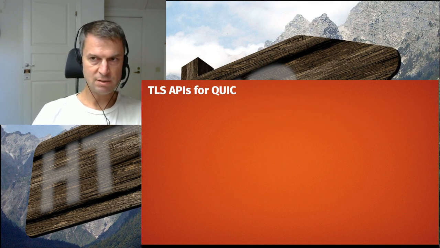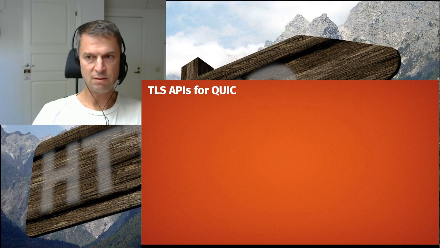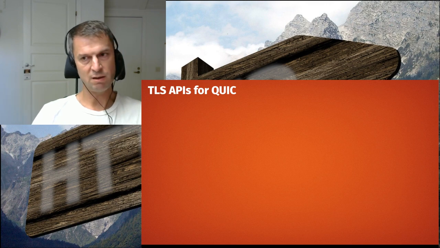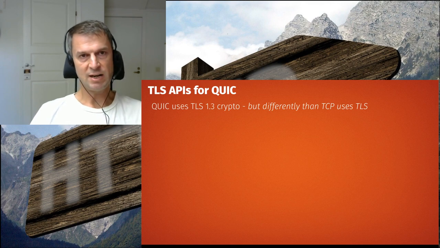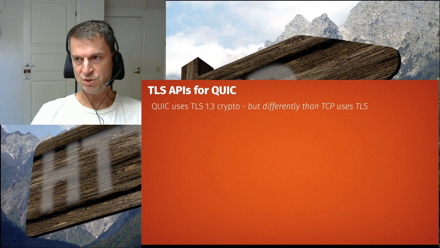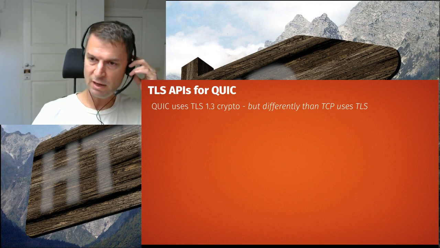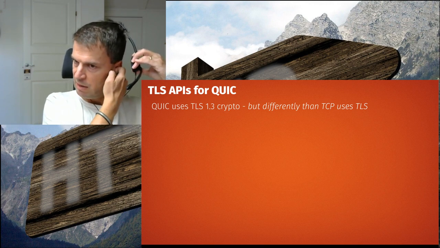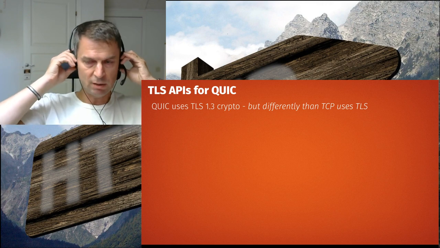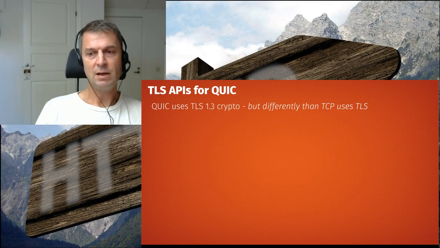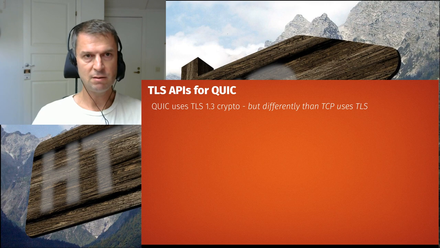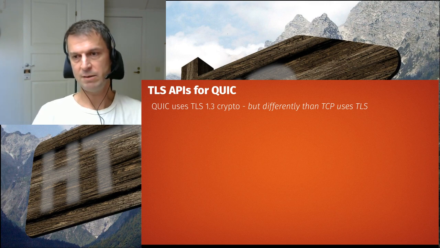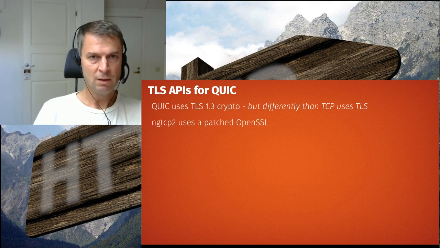So then let me emphasize the TLS APIs for QUIC that we use, or the situation in the curl camp. QUIC uses TLS 1.3 crypto, as I mentioned before, but in a different way. It uses TLS differently than TCP uses TLS, which means that it needs a set of different APIs that the regular old style TLS libraries don't provide.